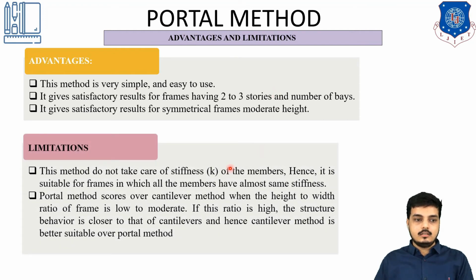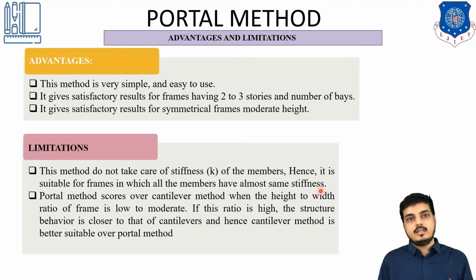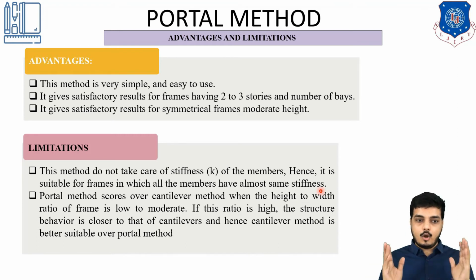Now, what are the limitations? This method does not take care of the stiffness of the members. Hence, it is suitable for frames in which all the members have almost the same stiffness. So assume a building with composite structures, like steel and say concrete. So each member has a different stiffness. So right now, the first limitation is that stiffness is not accounted for. It has already been assumed that all the members have the same stiffness.